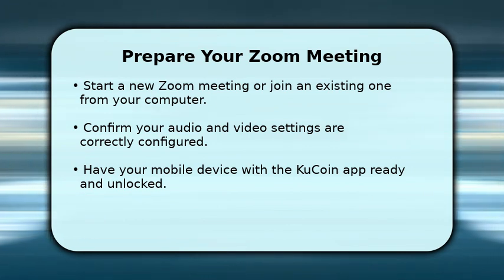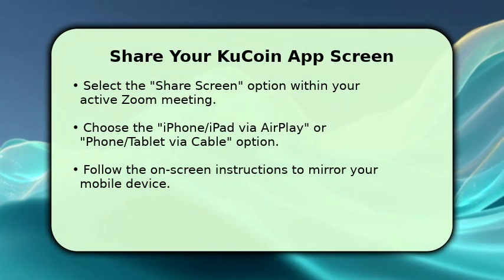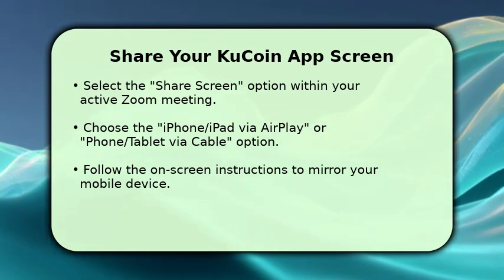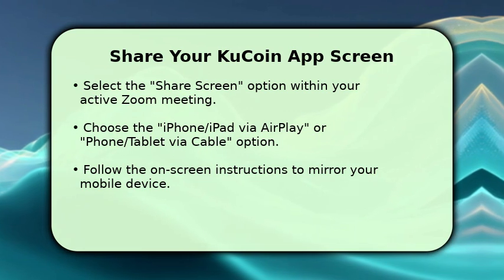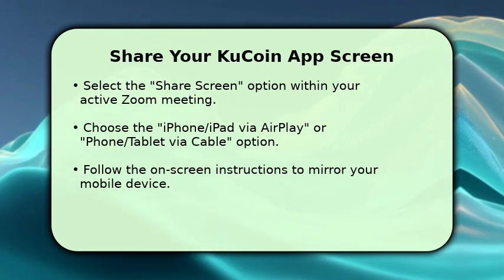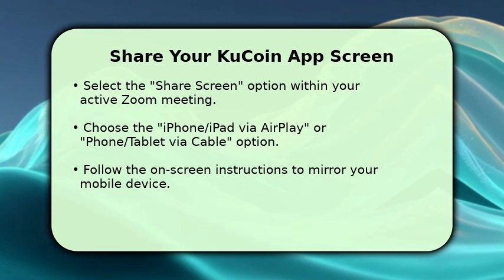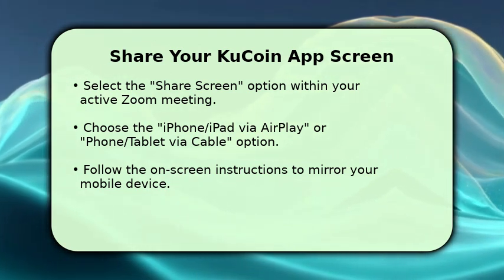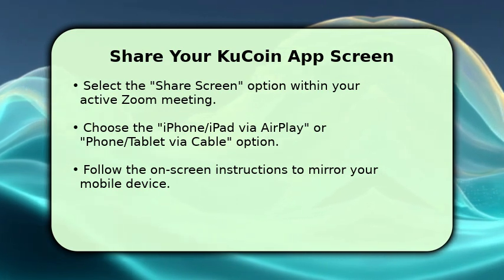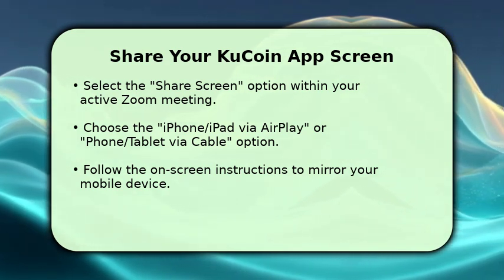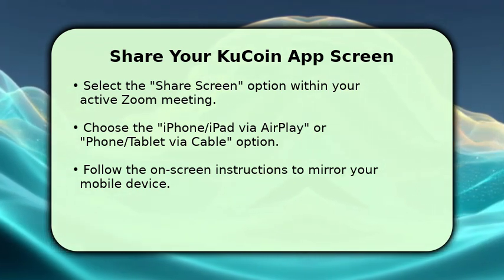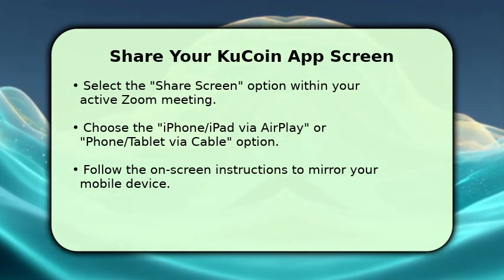Double-check everything. Now, within your Zoom meeting interface, locate and click the Share Screen button. You'll then see several sharing options. For mobile devices, select either iPhone/iPad via AirPlay if you're on iOS, or phone/tablet via cable for Android or a wired connection. Zoom will provide specific on-screen instructions to guide you through mirroring your device. Once connected, your mobile screen, including the KuCoin app, will be visible to all participants.